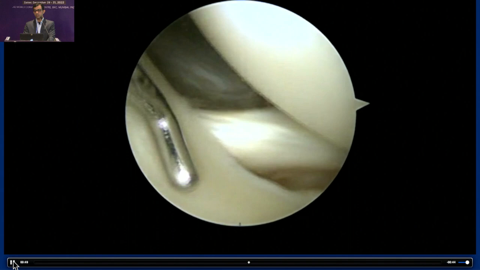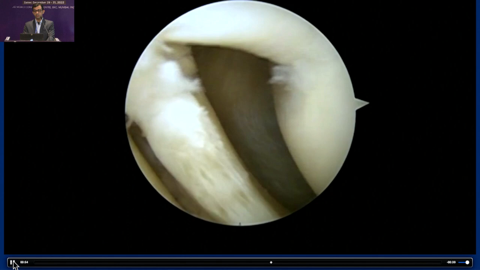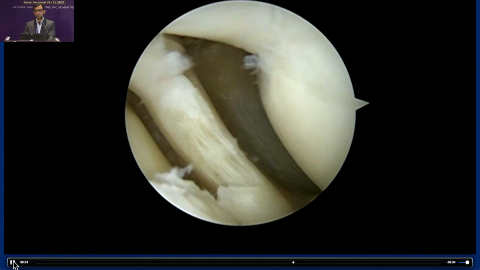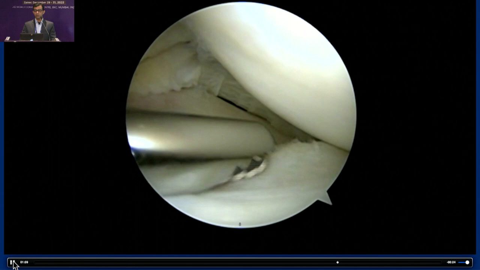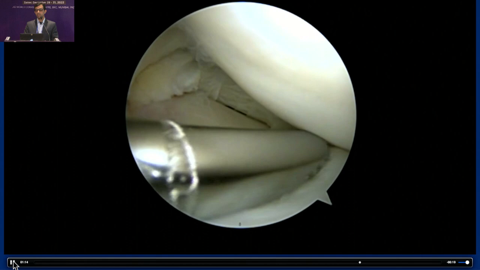This is quite a stable meniscus, so go ahead with further debridement to make it a saucer-shaped meniscus, looking as normal as possible. As I mentioned, you may need to shift your working portal to the anterolateral portal and debride the meniscus properly. Now we are resecting and reshaping the meniscus to make it as normal as possible.